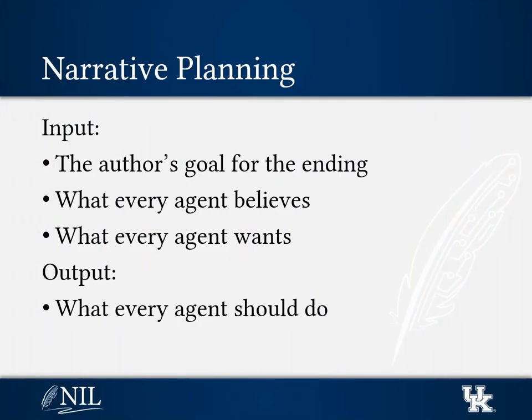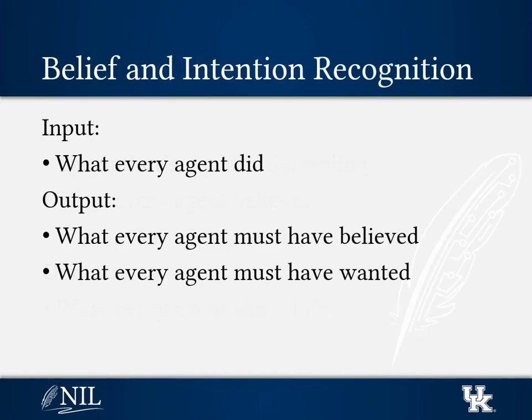To run, a narrative planner needs an author goal, something that needs to be true by the end of the story, and it needs to know what every agent believes and every agent wants. The output of a narrative planner is what every agent should do in order to appear realistic while still achieving the author's goal. In this project, we looked at the opposite problem of belief and intention recognition. In other words, if we know what every agent did, can we infer what they must have believed and what they must have wanted in order for their actions to make sense?